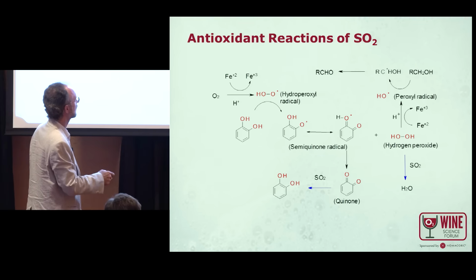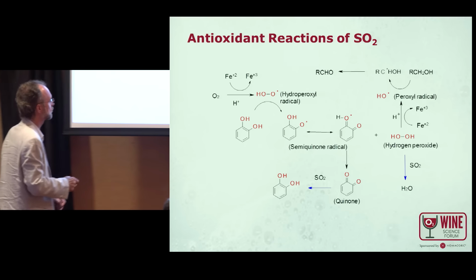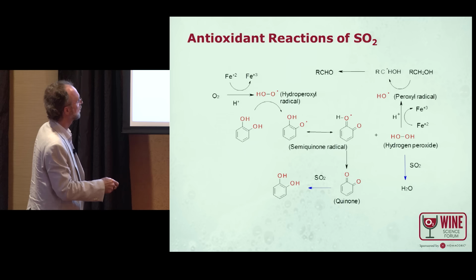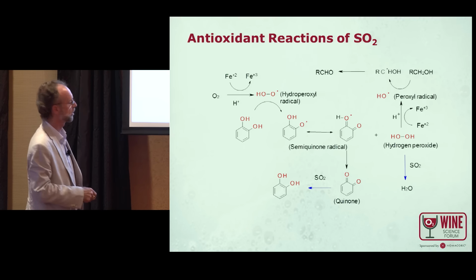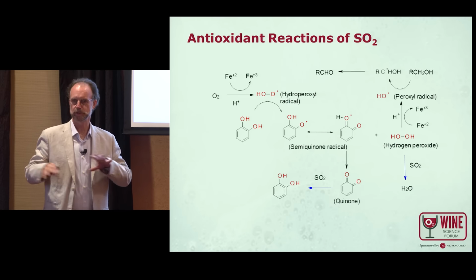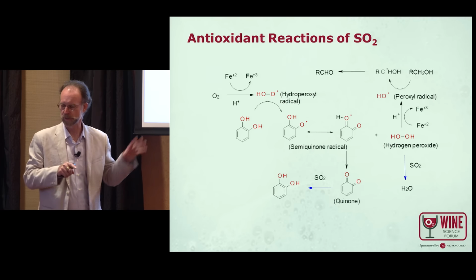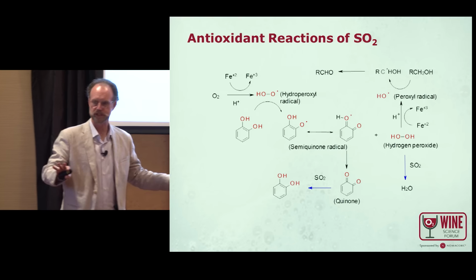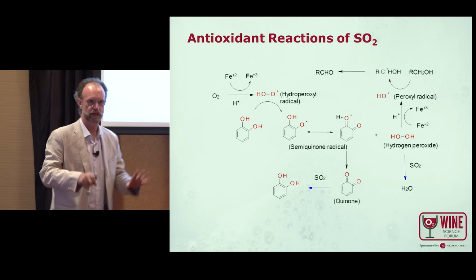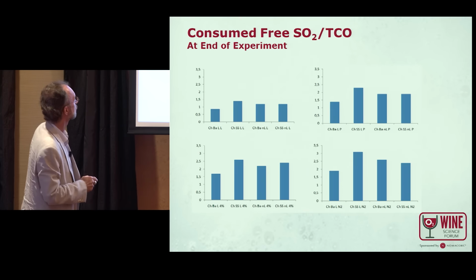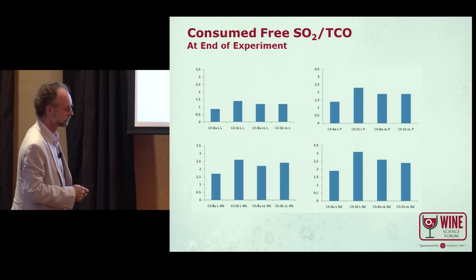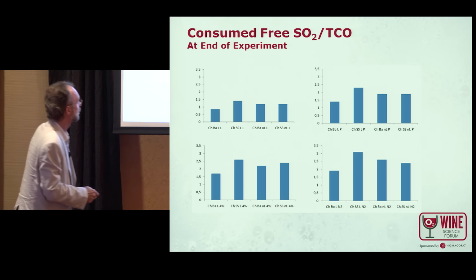I'll just mention this again. The quinone then reacts with SO2 and converts it back to the starting material. Here, the peroxide is converted to water. So that's basically the 2 reactions that would, if we had enough SO2 there and it was working right, then the oxidation would be gone, right? By the action of SO2. Well, here's a graph of those ratios. Now, I'm going to draw your attention.